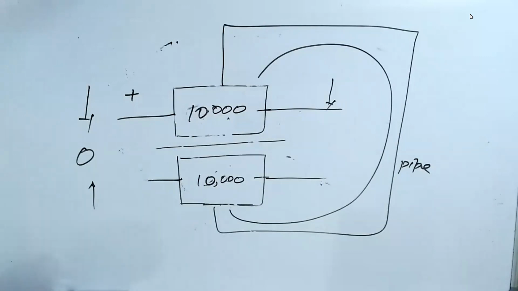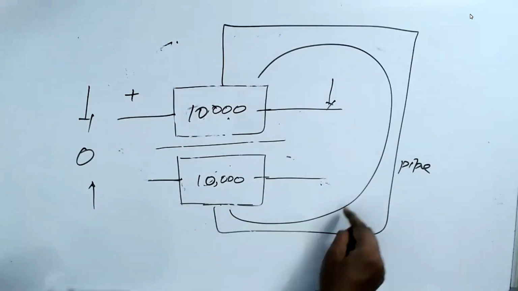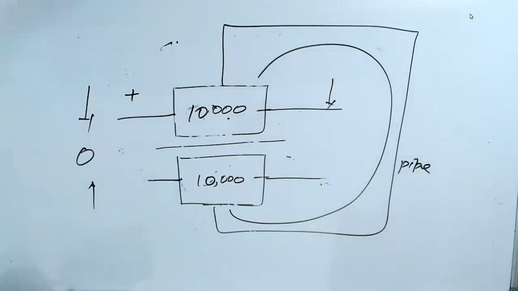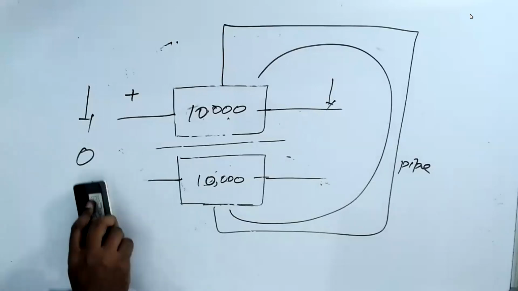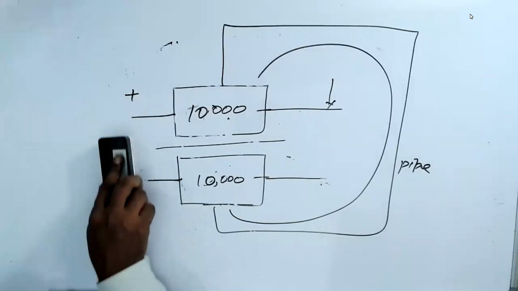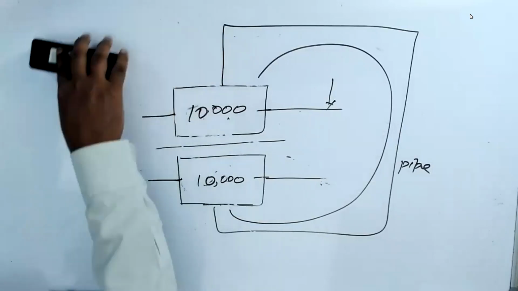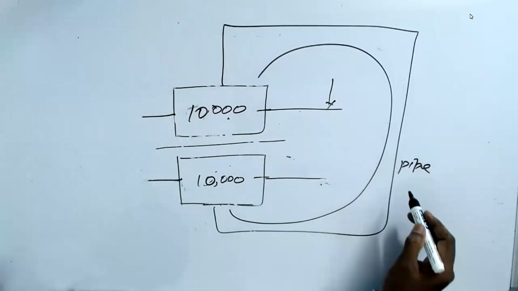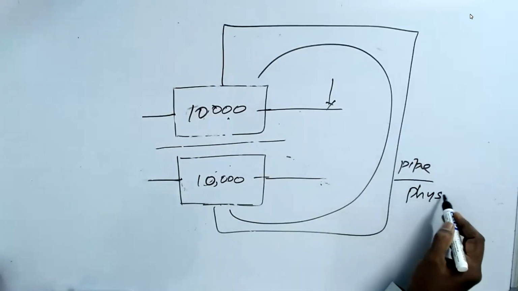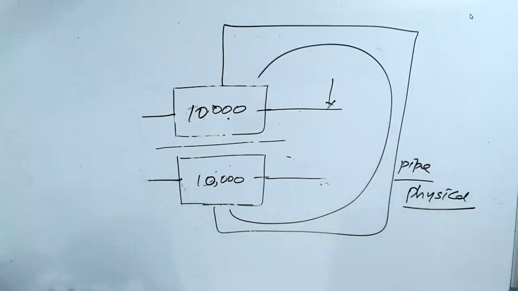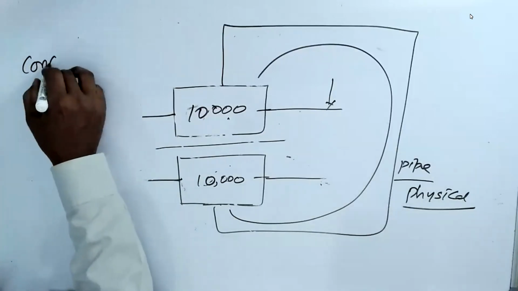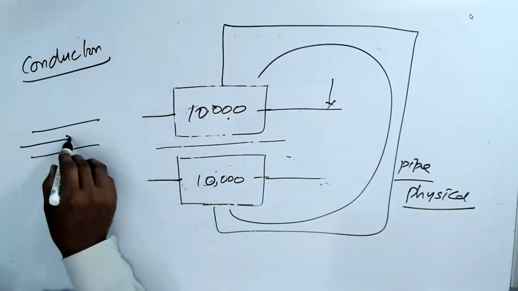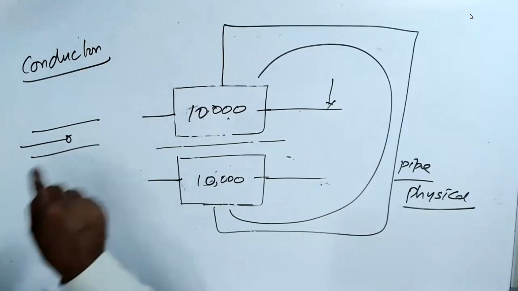But when they connect this, the electrons are flowing from here to here. Am I right? How fast does it flow? How it flows, that's a trick. For that, this pipe is a physical one. That's what you call a conductor, through which there is a small hole, a gap, through which electrons can flow.